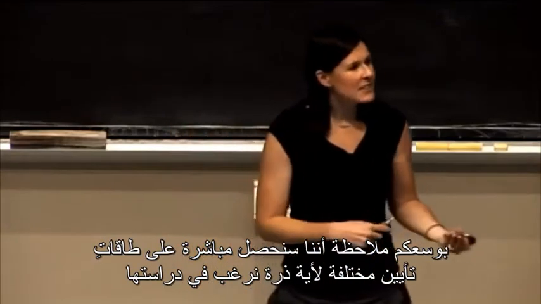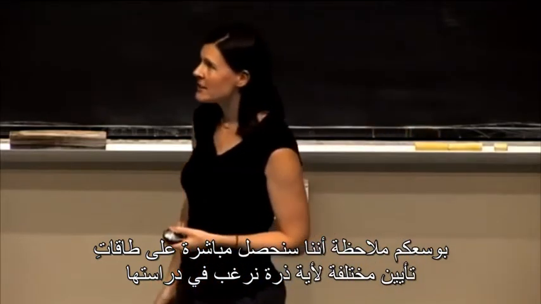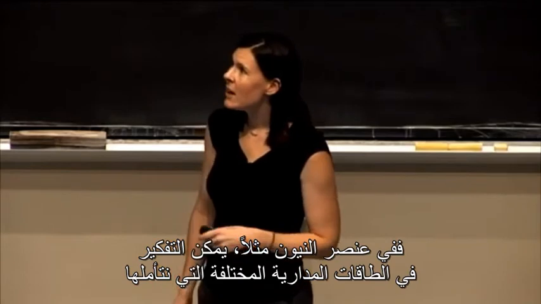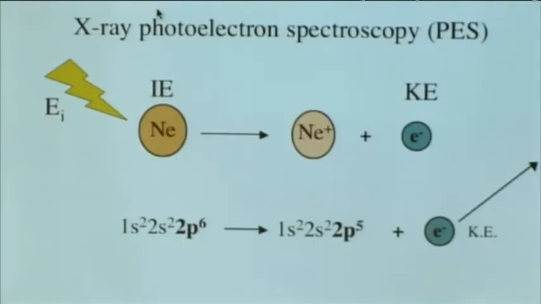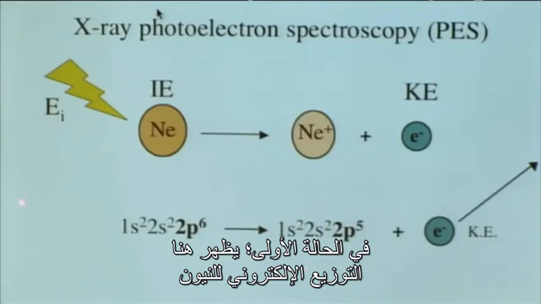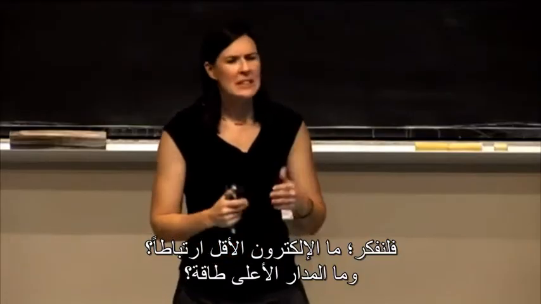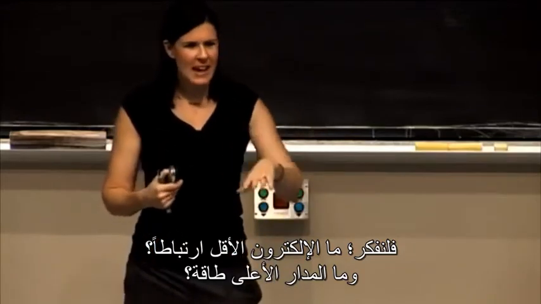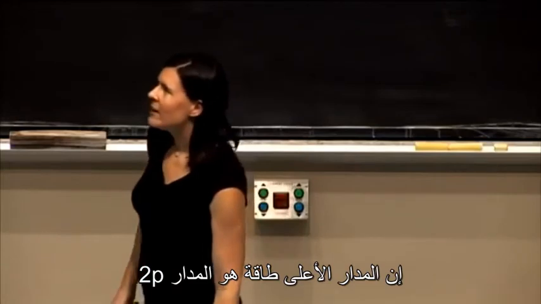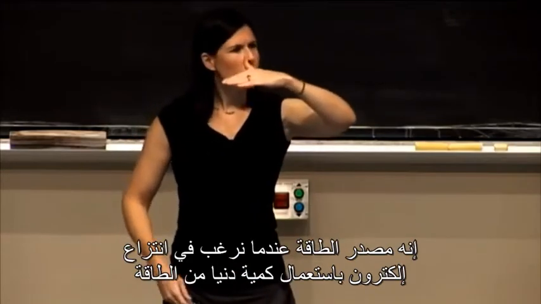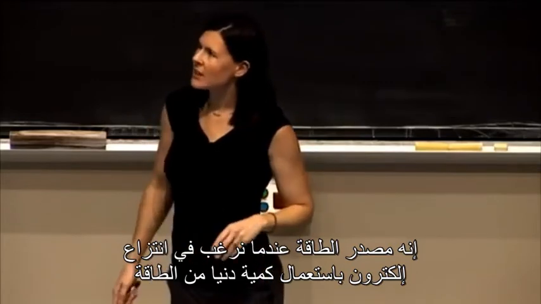So you can see how this can directly give us different ionization energies for any atom that we're interested in studying. For example, with neon, we can think about all of the different orbital energies we could be looking at. So here is the electron configuration of neon. We can think about what is our most loosely bound electron? What's that highest energy orbital? It's going to be the 2p orbital. That's going to be what's highest in energy. So if we're going to eject an electron using a minimum amount of energy, that's where it's going to come from.